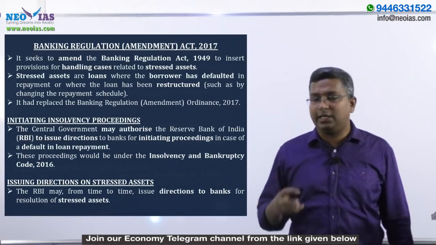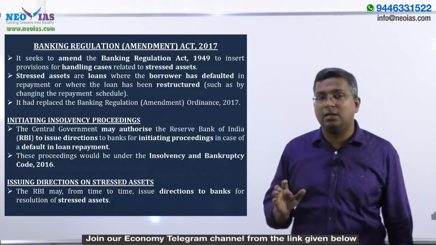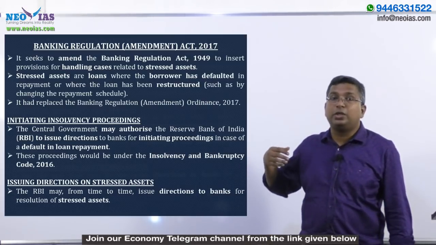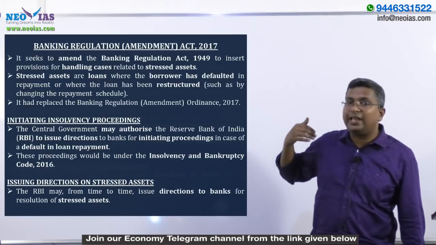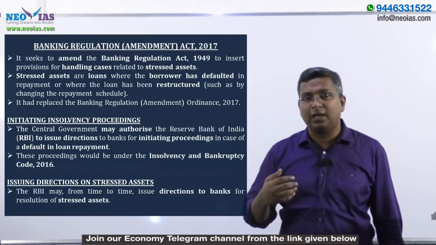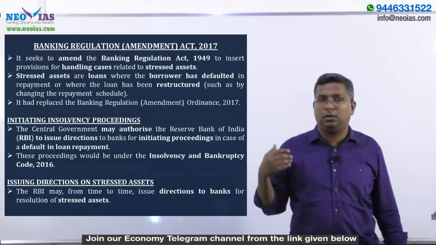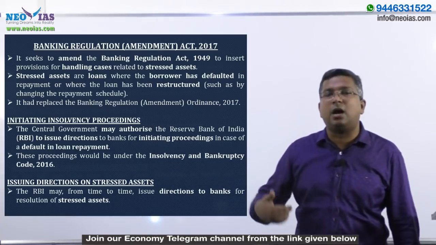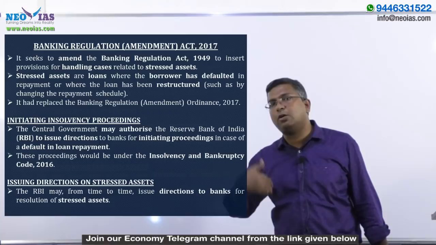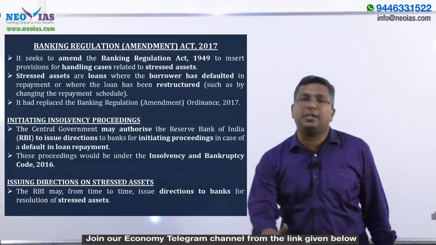What the government did in May 2017, see the time period: in May 2017, the central government came up with an ordinance, the Banking Regulation Amendment Ordinance 2017, which amended the Banking Regulation Act. But you know the validity of an ordinance. So to replace the ordinance, the government came with this amendment bill, and later it was passed in both Houses of Parliament and got the assent of the President, and it became the Banking Regulation Amendment Act 2017.